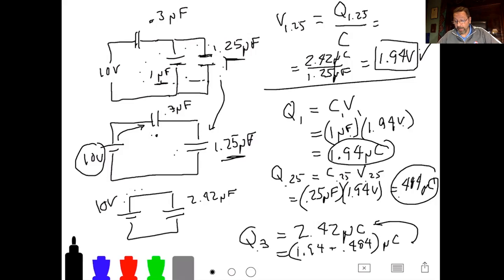So the charge does add up. The charge that left the battery, deposited itself on the 0.3 microfarad capacitor, is indeed equal to the sum of the charge that went to the 0.25 microfarad capacitor, as well as the charge that went to the 1 microfarad capacitor, and everything checks in this problem. And so that's a good thing. Well, that's about it for that one.